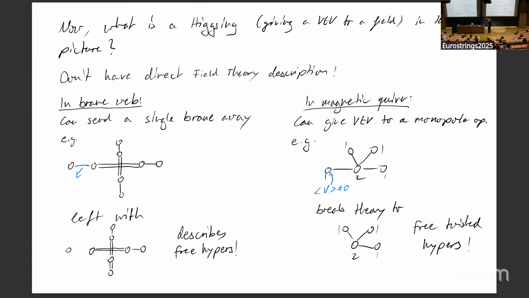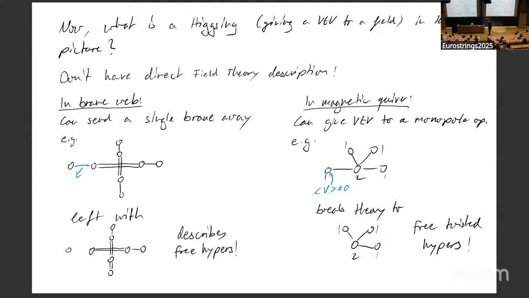But in our brane picture, we can take our brane web, and we can just take one of these segments, send it away, and we just see what remains. That's a Higgsing in a brane picture. And we're left with this down here, which describes free hypers. This is obvious if you know about brane webs, and if you don't, that's fine, just believe me.